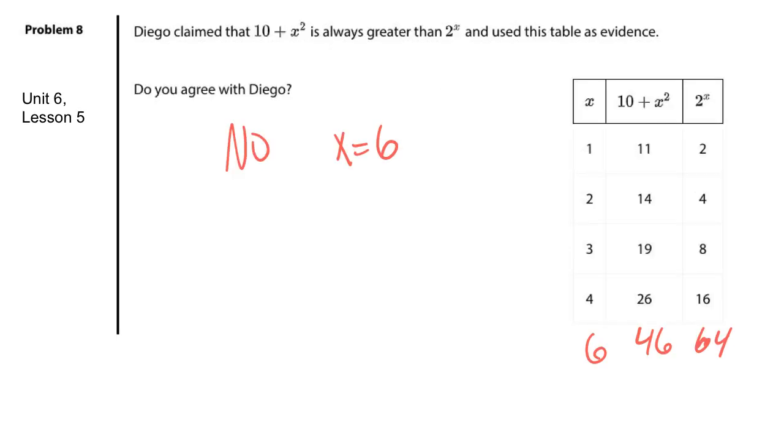In number 8, no, we are not going to agree with Diego. One way to give a good explanation as to why you don't agree with something is to give a counterexample. And so here's my counterexample. If x equals 6, then the quadratic function has a value of 46, and the exponential function has a value of 64. And so the exponential here is greater than the quadratic. So no, the quadratic is not always going to be greater than the exponential.